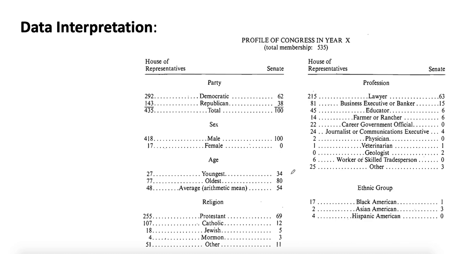Okay, let's move to another type of question. In this question we are given a profile of Congress in year X and total members are 535, and we have 6 categories: party, sex, age, religion, profession, and ethnic group. All of these are divided into 2 parts, one for the House of Representatives and one for the Senate. So the total for this is 435 and for this is 100. That makes up 535, and that's all we need to know for the time being.